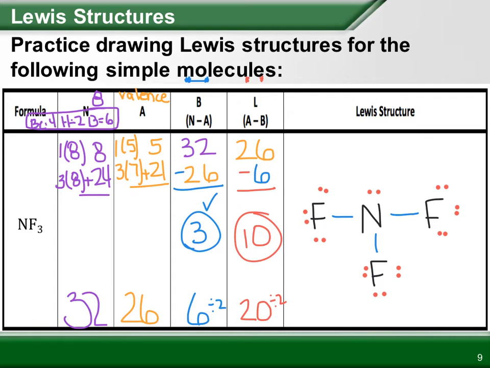And then I need to just double check that each of these atoms have their octet. So knowing that a bond is 2, we look at each of the fluorines: 2, 4, 6, 8, 2, 4, 6, 8, 2, 4, 6, 8. So all of our fluorines are good. Then we look at nitrogen. Each bond represents 2, so I have 2, 4, 6 in bonds, and then the last 2 are in the lone pair for 8. This one is done.